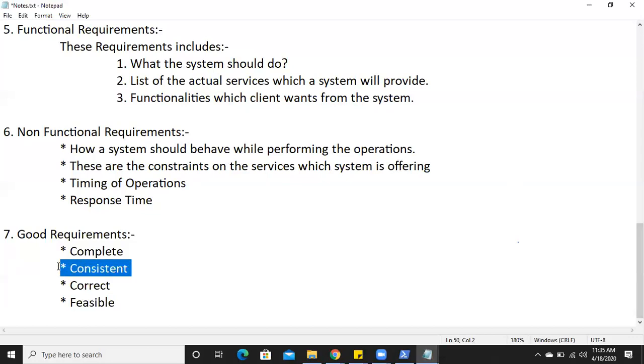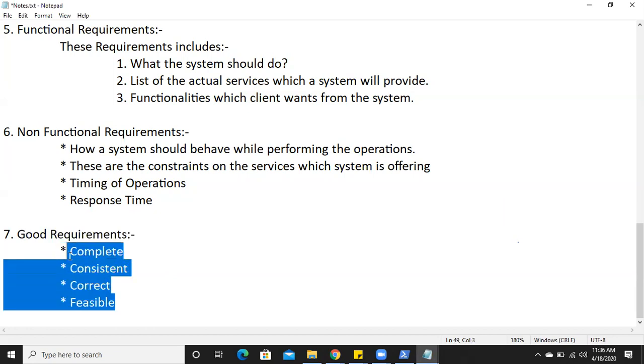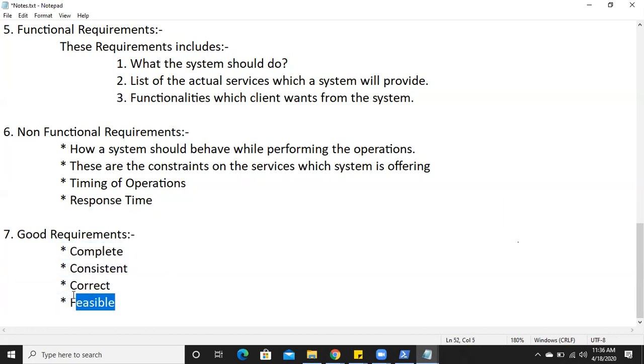in its working environment. Consistent means your system must be environment friendly, right? Correct means it should do all the work mentioned by our client very efficiently and correctly, right? These are the good requirements which our system has, so our system will be considered a very efficient system.